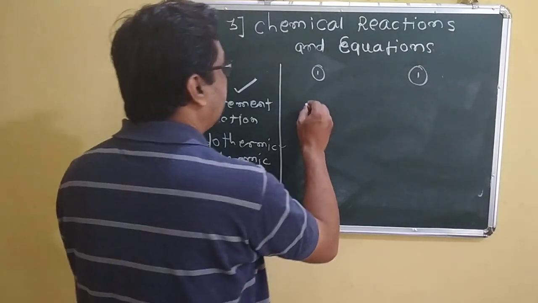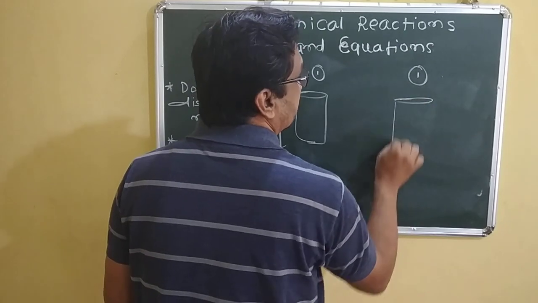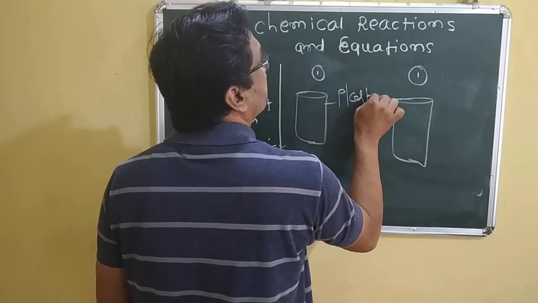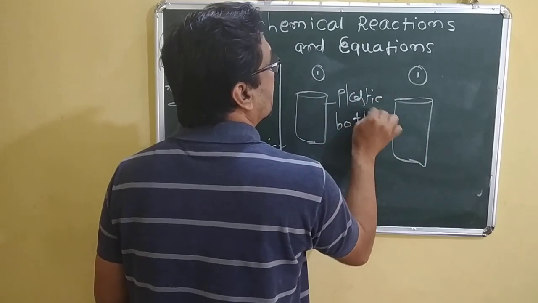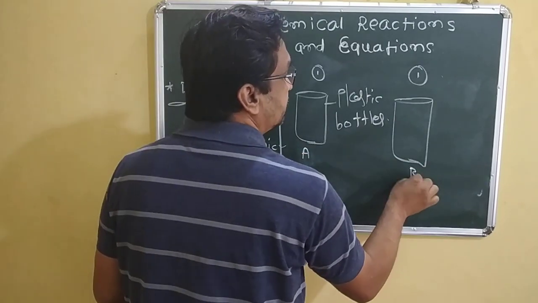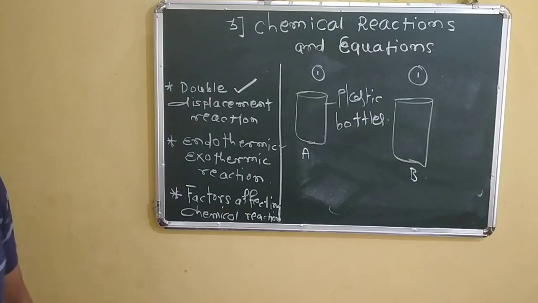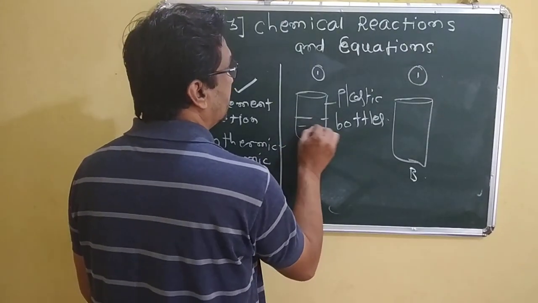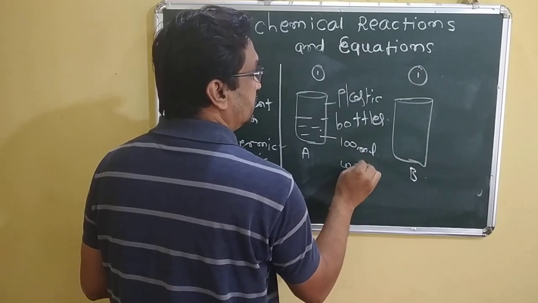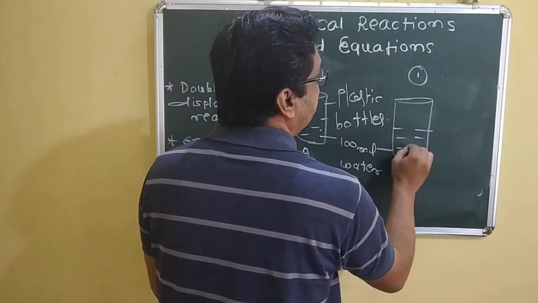Two plastic bottles are there. These are the plastic bottles, A and B. In those bottles, what you have to do? We have to take 100 ml of water in each bottle.